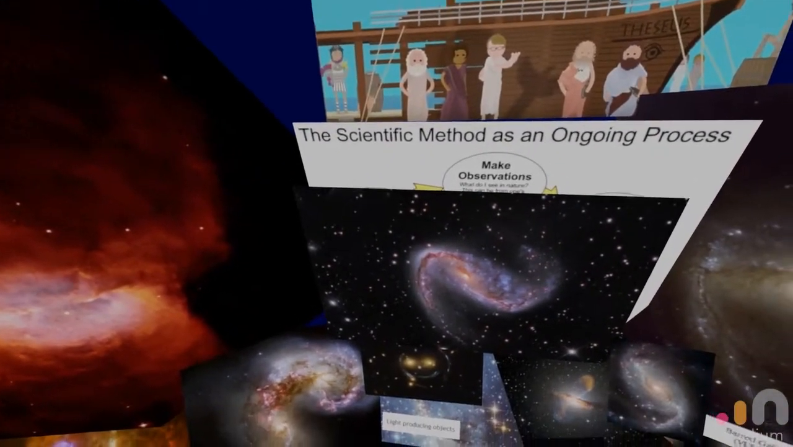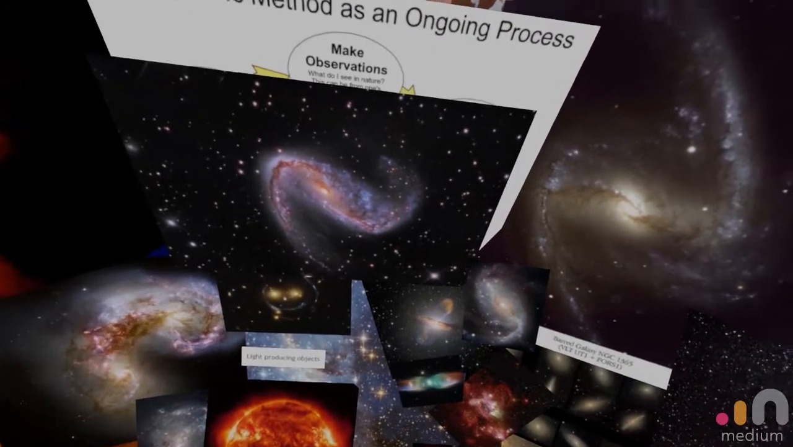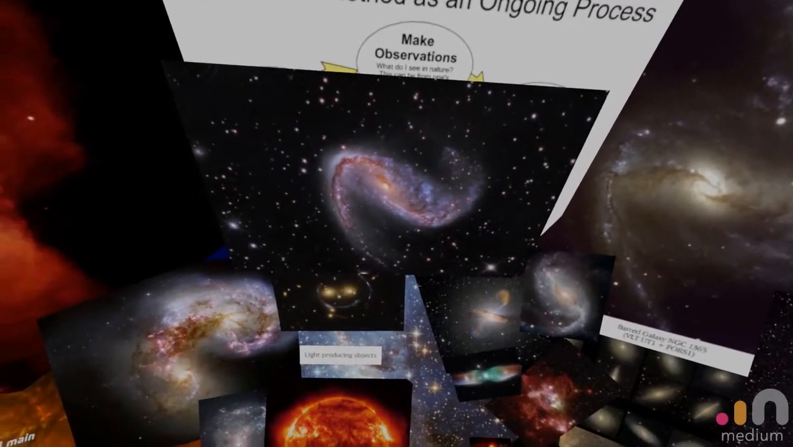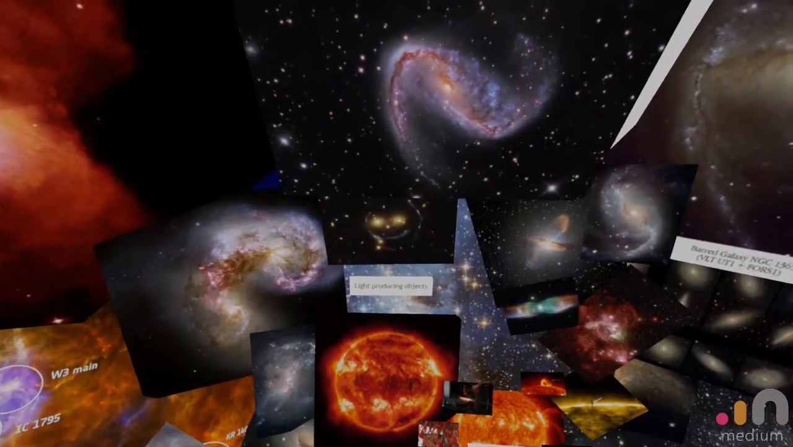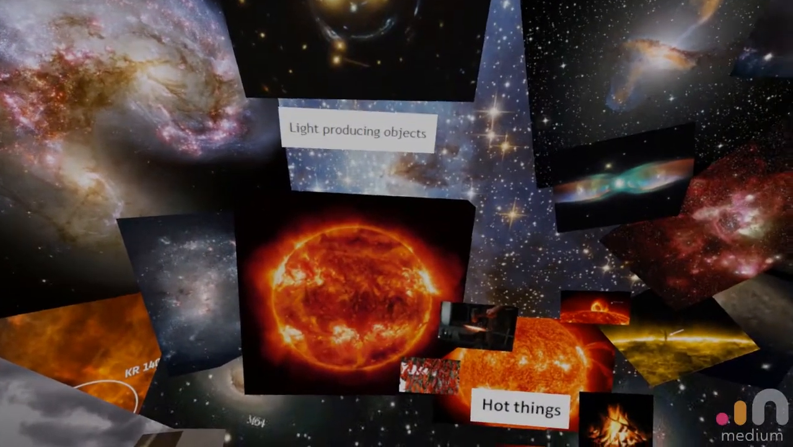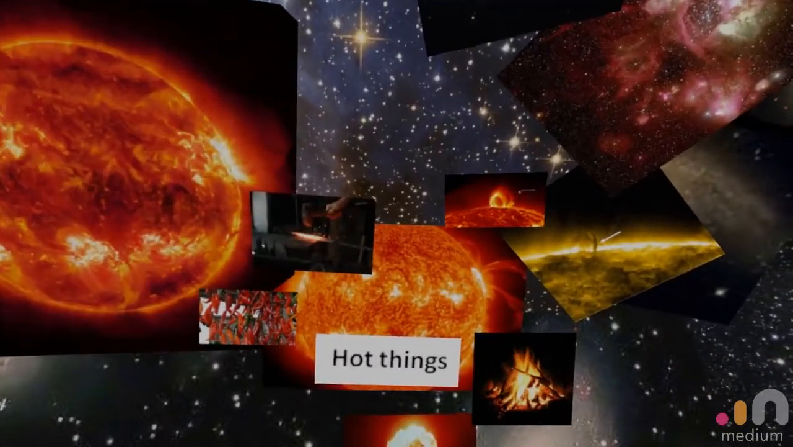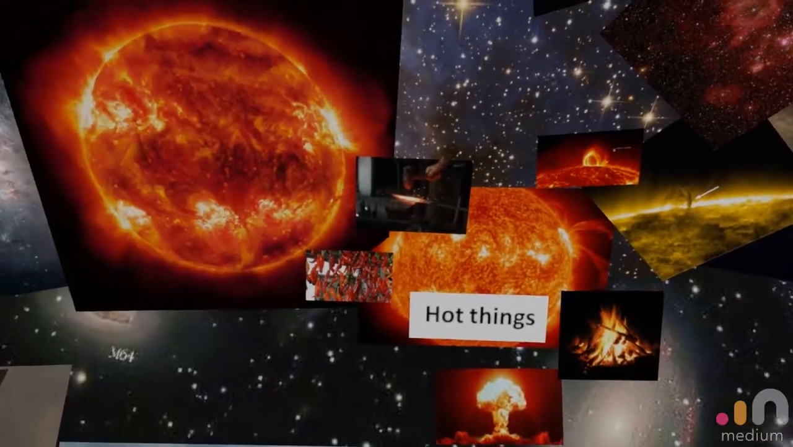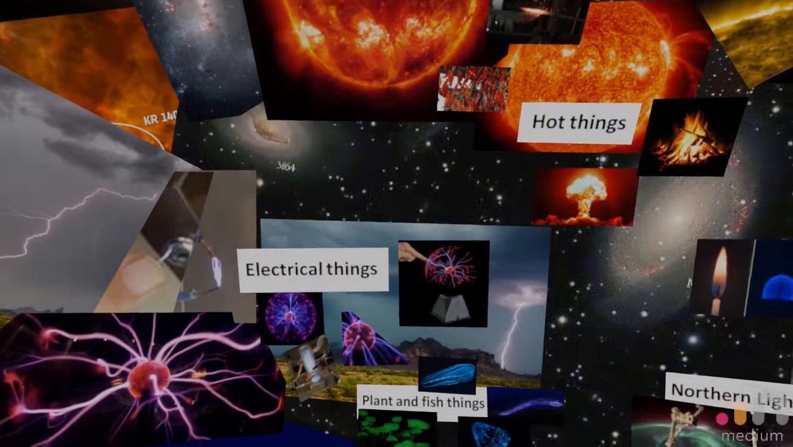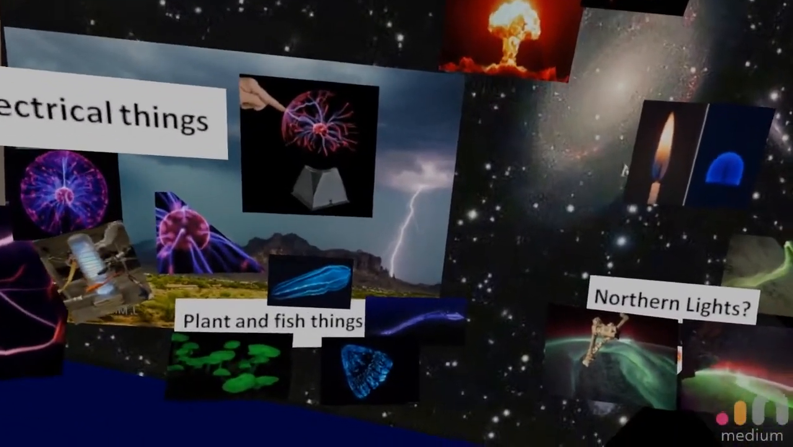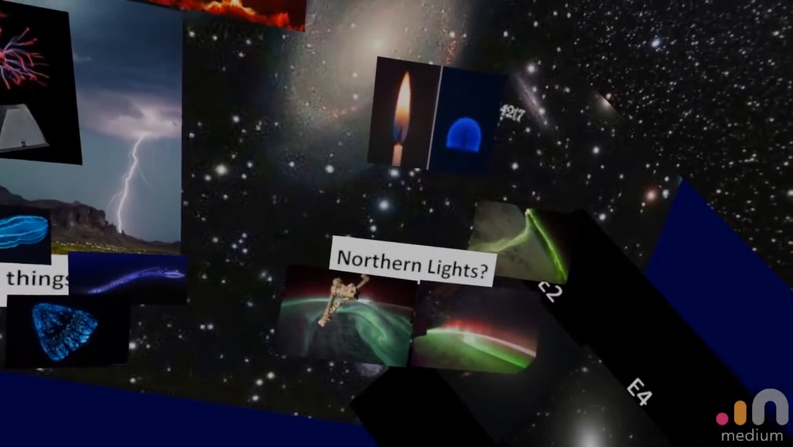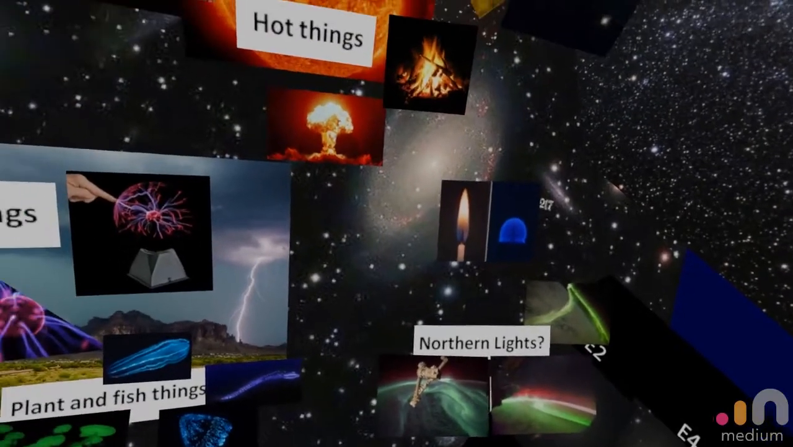What do I see in nature? Lights, I see lights, I see light-producing objects. What are all the things that produce light? Well, the sun, that's a pretty big one. Okay, so we know that the sun and things that are very hot produce light. Electricity and all electrical things produce light as well. The plant and fish things produce light. And then the last one is the northern lights. I don't know what those are, but it's a bright light that appears in the atmosphere. Those are all the natural things I can think of that produce light.